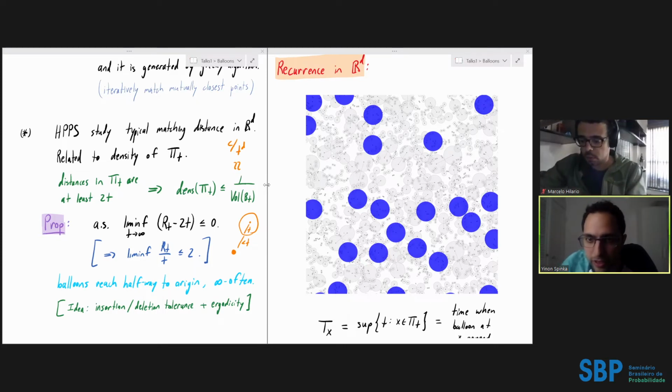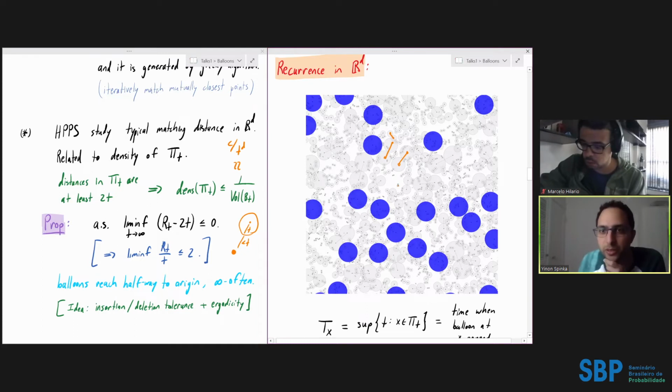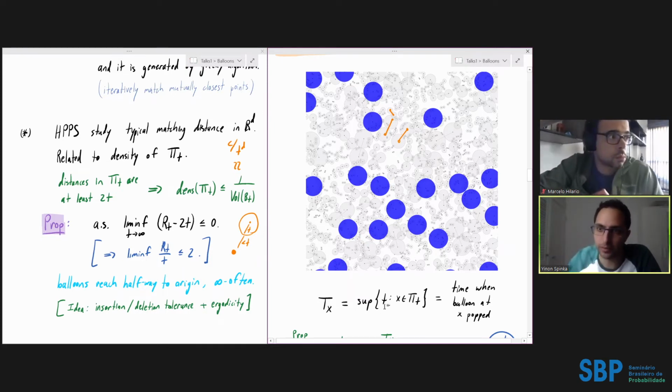We have this picture that appeared in the first slide. This is just the balloon process at time 1 or something like this, and you also see the matchings between the balloons that collided with each other. You see every two balloons that collided, who collided with whom, and you see the matching in the background. Let's denote by T_x the time when the balloon centered at x popped. If x doesn't belong to the initial point process, this is just 0. Otherwise, it's the time at which it popped.